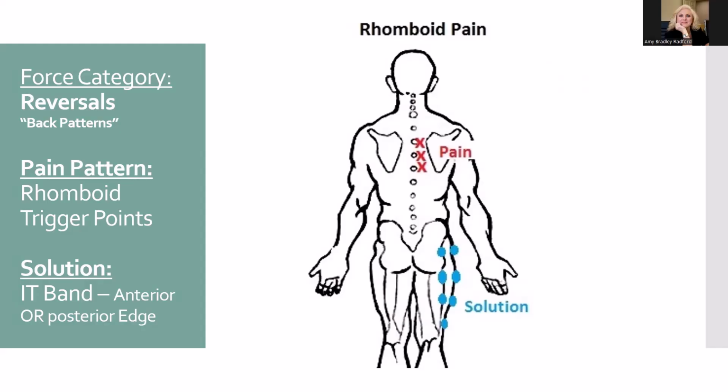And your solution for the rhomboid trigger point is going to be the IT band, either the anterior or posterior edge. And in order to understand how to work this, I'm going to take you through a couple of videos. These are older videos, but they explain things very well. So don't mind the quality. And I'm going to go ahead and play those, and then I'm going to give you just a little bit more information at the end.